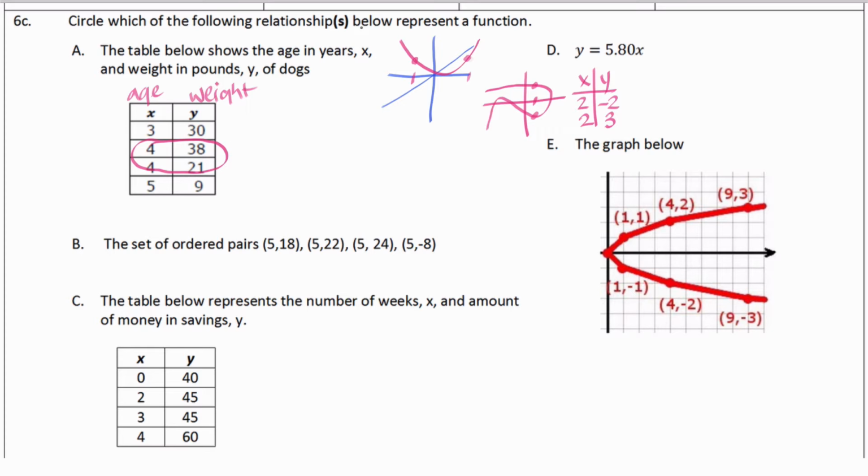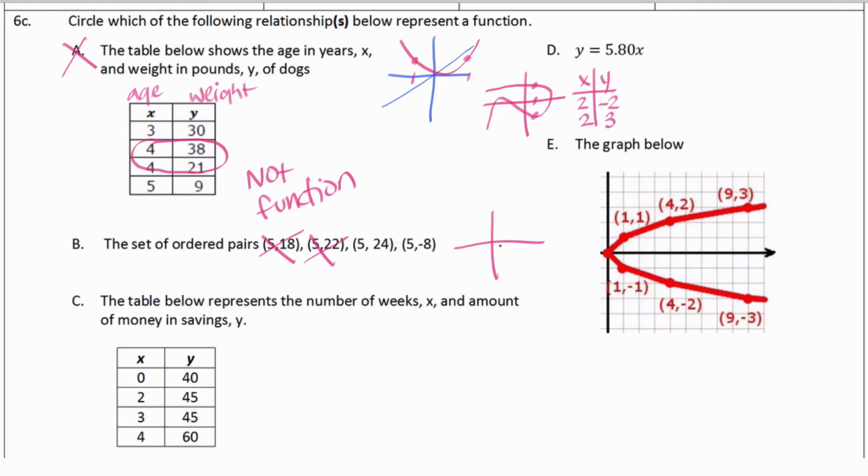It says circle which relationships below represent a function. So this is not a function. Not a function, so I'm not going to circle that one. I crossed it off. The set of ordered pairs: (5, 18), (5, 22), (5, 28), (5, -8). An x value of 5 gives an output of 18. An x value of 5 gives an output of 22. No, that's definitely not a function. Actually, every single one of these values shows it's not a function.